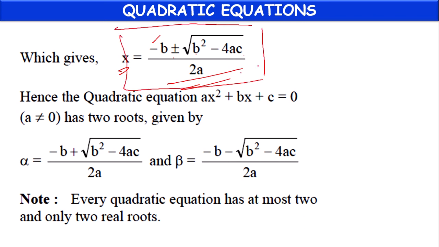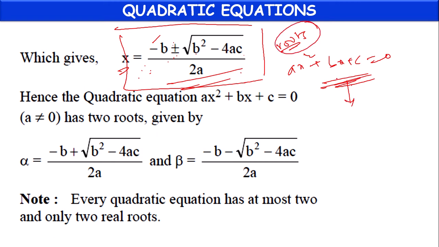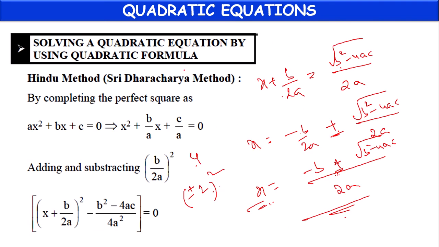So these are the two values. If we take plus, we will get one value. If we take minus, we will get the other value. These two are the roots of the quadratic equation, which is in the form of ax square plus bx plus c equal to 0. For finding roots of this quadratic equation, we have a formula, the quadratic formula, which is known as Sridharacharya method or Hindu method.